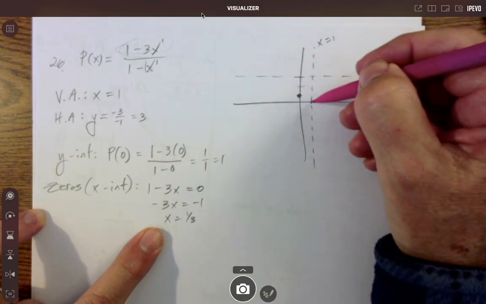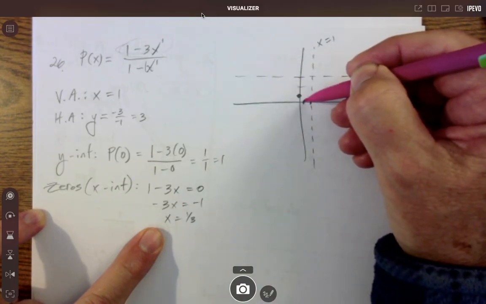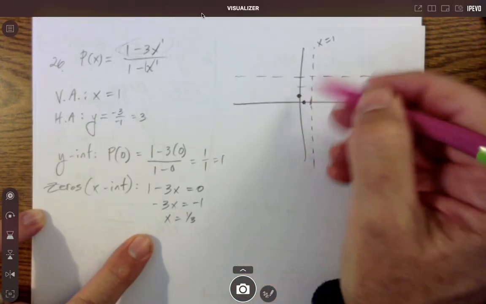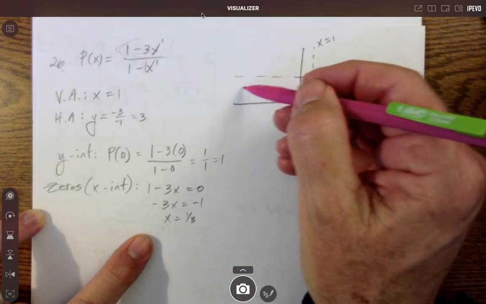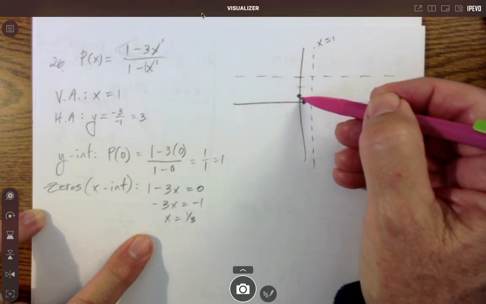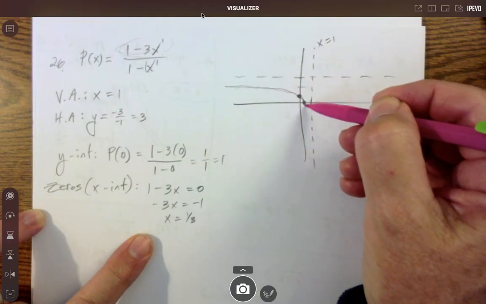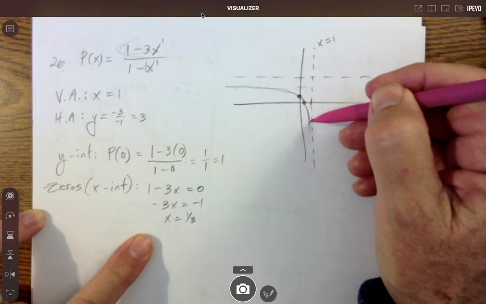So right here, here's 1. So 1/3 is right about there. So there's your x-intercept. So I've got a y-intercept and an x-intercept, so I can kind of see what's going on there. It's going to be doing something like this, and it's going to approach this asymptote going this way.